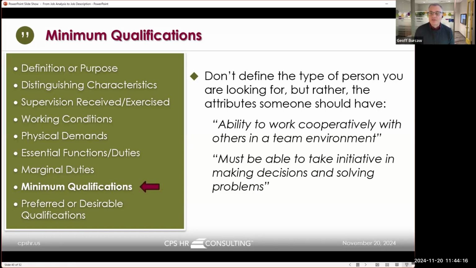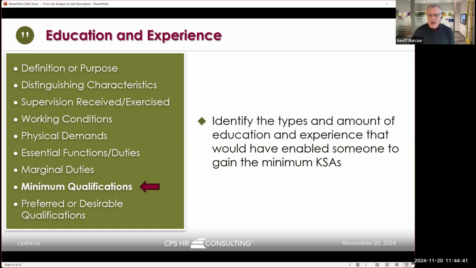And then that self-starter, what does it really mean? Well, maybe it's must be able to take initiative in making decisions and solving problems. So now, completely unambiguous, very straightforward. And because we're using these abilities from our job analysis, we'll be able to show their absolute job relatedness. Okay, so that's for listing your KSAs.